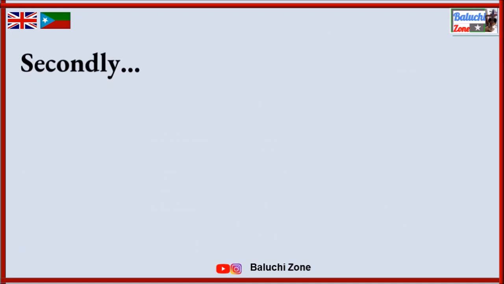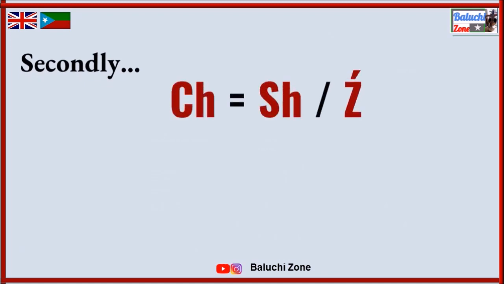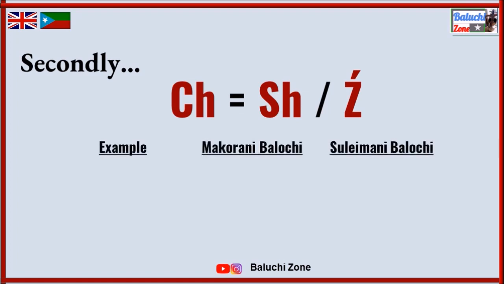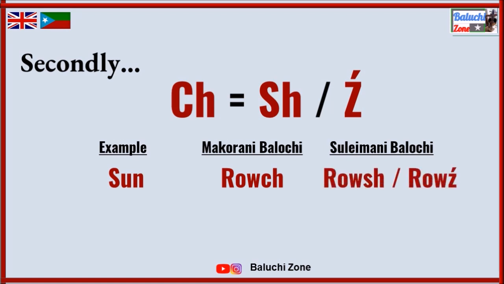Secondly, there's also a difference in the che sound. For example, the che sound in the Suleimani dialect is pronounced as she or je. For example, the word roach, meaning sun in the English language, is pronounced as roash or roej in the Suleimani dialect.